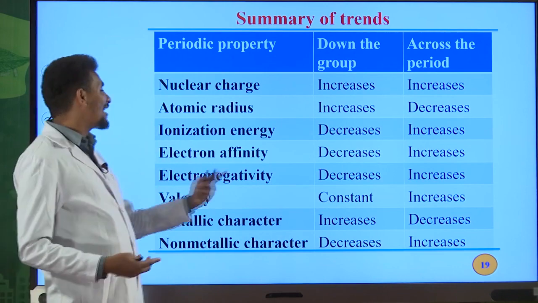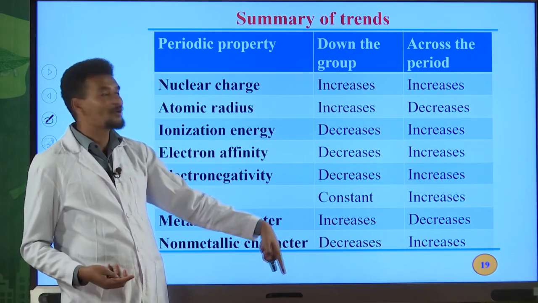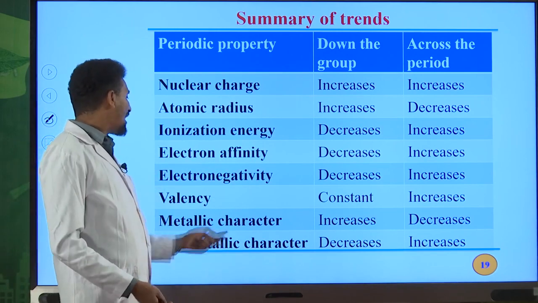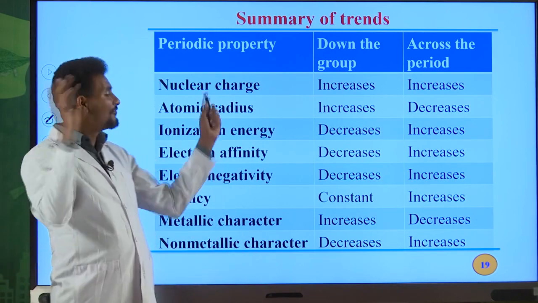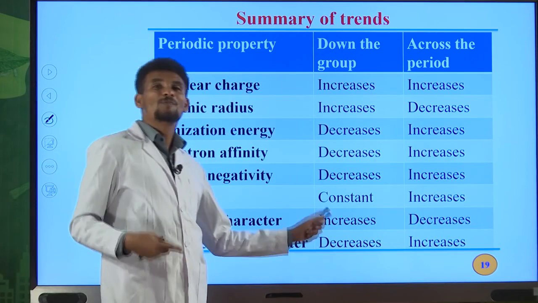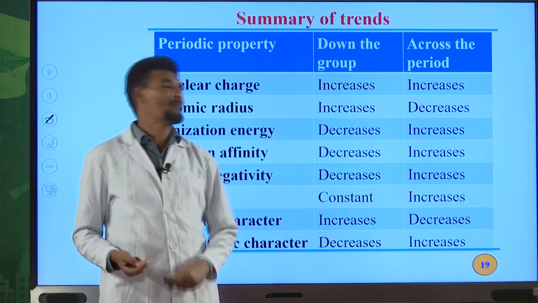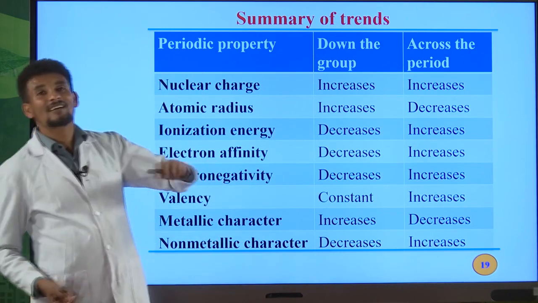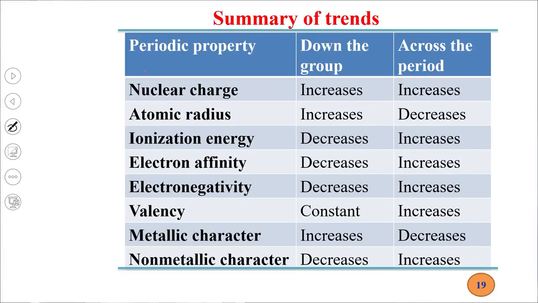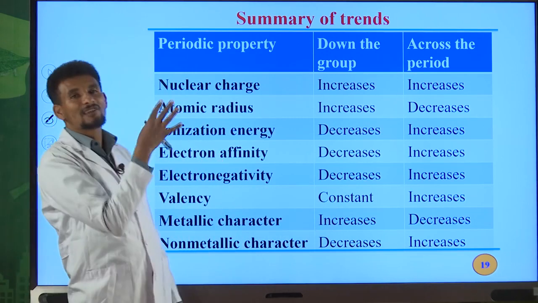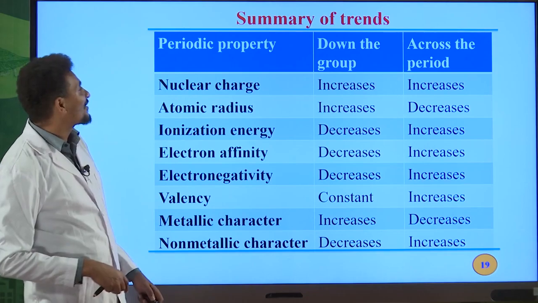And another one is metallic character. It increases down the group but decreases from left to right across the period. Non-metallic character and metallic character are inversely proportional. Down the group, non-metallic character decreases, but from left to right across the period, non-metallic character increases. You have non-metals on the right hand side of the periodic table, but you have metals on the left hand side of the periodic table.